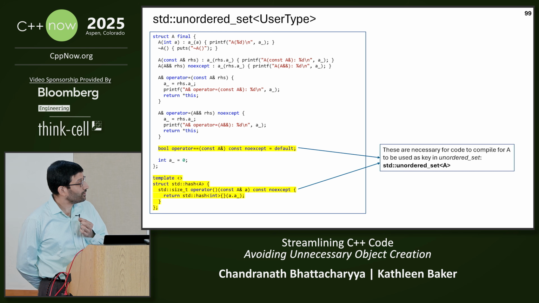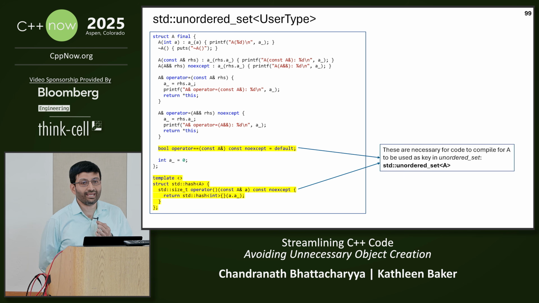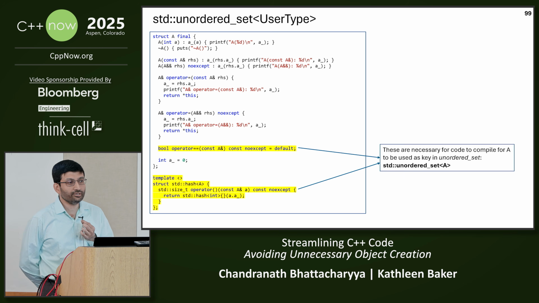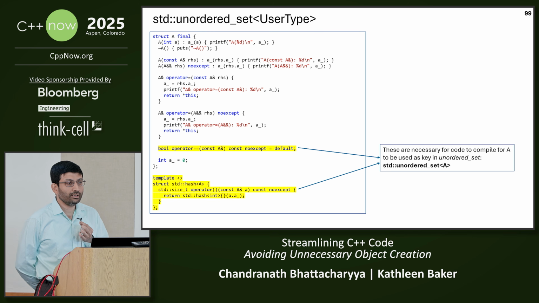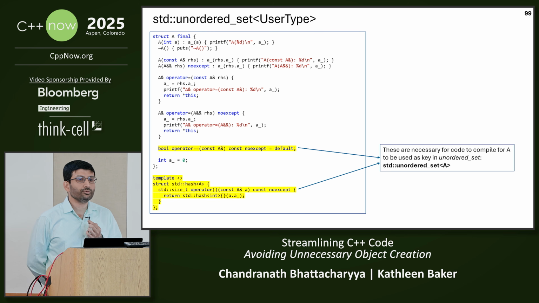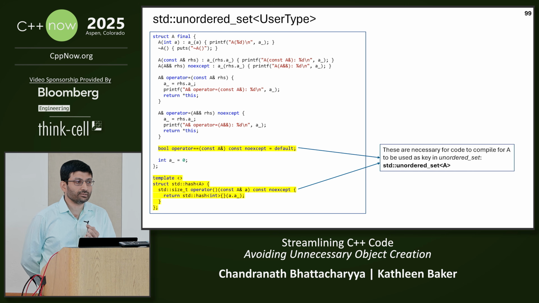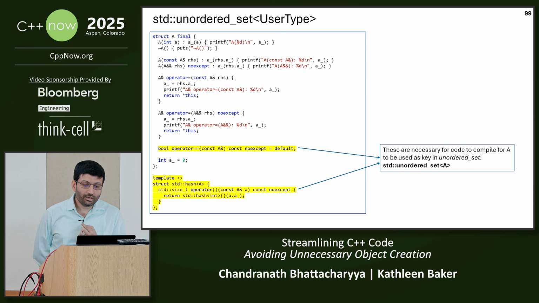So for that, first of all, in order to use our type A in an unordered set as a key, we need to make changes. So these are the changes that we need to make. We need to add an equality operator, and then we need to specialize our own hash function for our type A.